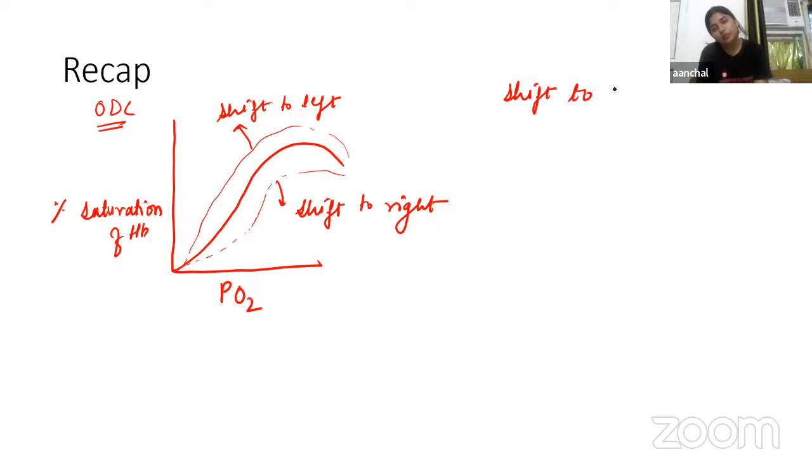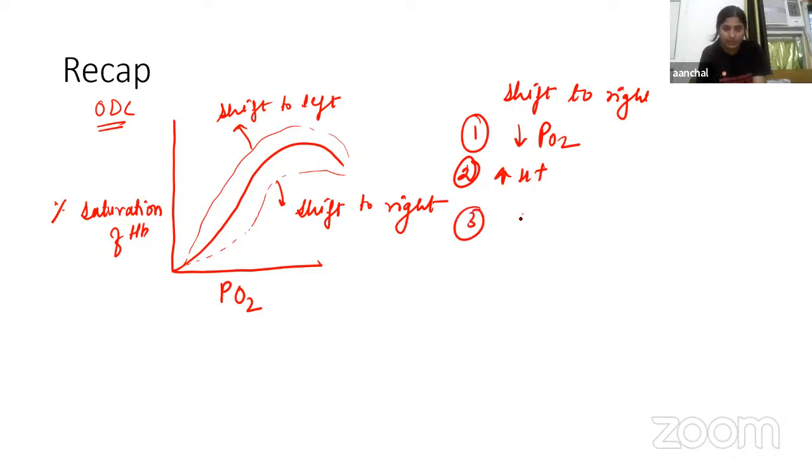shift to right. Whenever the curve is shifting towards the right, it clearly indicates that there is dissociation of oxygen from hemoglobin. It can shift whenever there is decreased partial pressure of oxygen, an increase in hydrogen ion concentration, an increase in body temperature, or an excess of 2,3 DPG present.